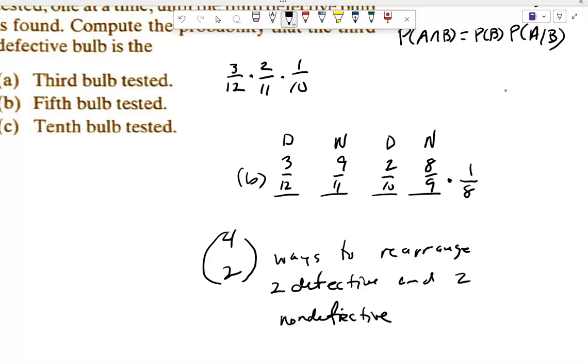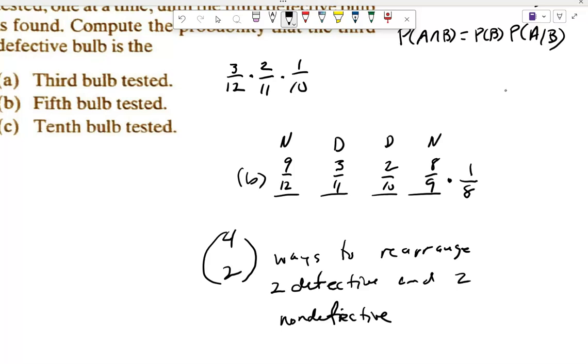Do one more. Again, don't do what I'm doing. Okay. Anybody who wants to be a teacher, don't do that. I like to demonstrate what not to do as a teacher. It's very helpful. What if we do not defective, defective, defective, not defective? What are the numerators? 9, 3, 2, 8. Any different set? No, again, just a rearrangement.